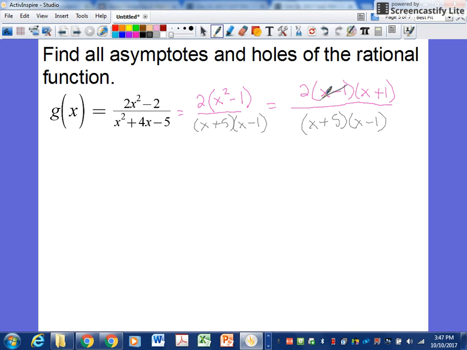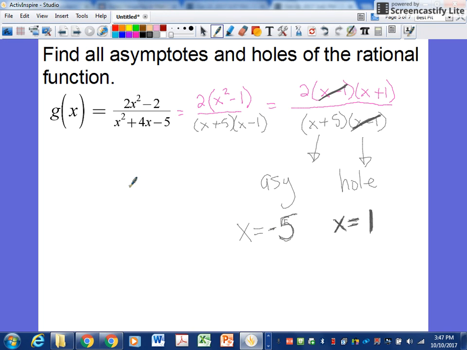So you notice that the x minus 1 on top can cancel with the x minus 1 on the bottom, which means here we're going to have your asymptote at x equals negative 5. And here we're going to have your hole at x equals positive 1. So when the graph approaches that x value of 1, we're going to have a hole in the graph, but we're going to have an asymptote at x equals negative 5.